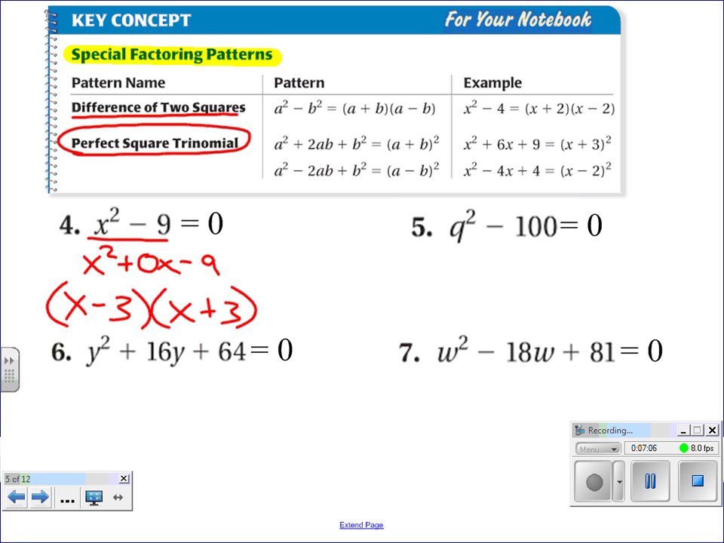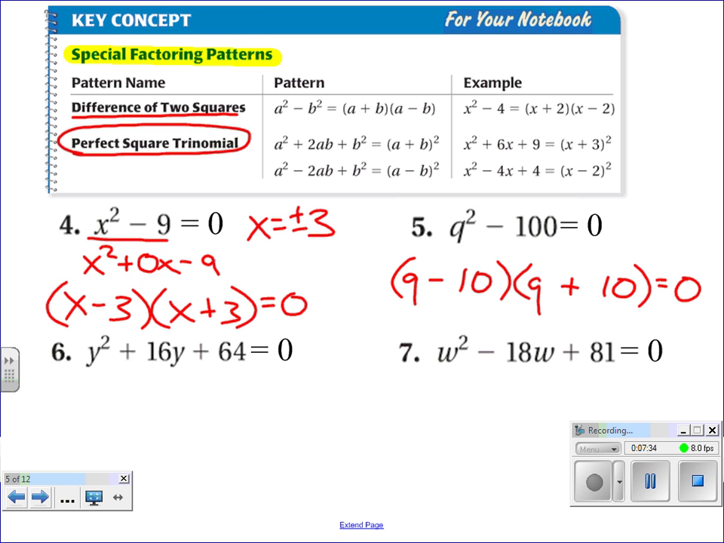So let's look at q squared minus 100. If I can take the perfect square of both the first and second term, I'm going to do that. What's the square root of q squared? Well, that's going to be q and q. Square root of 100 is 10 and 10. And again, difference, because one's negative, one's positive. If you put those together, the middle terms will cancel out. So that is the factored form. And again, set them equal to 0. So this first one is going to be x equals either positive or negative 3, if I set each part equal to 0. And this one over here is going to be q equals positive or negative 10.